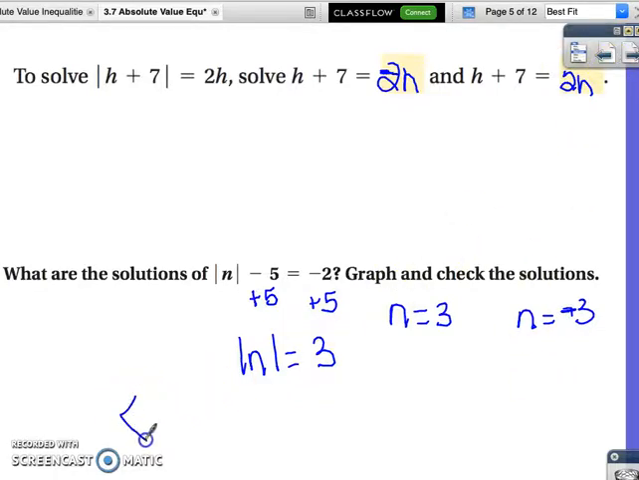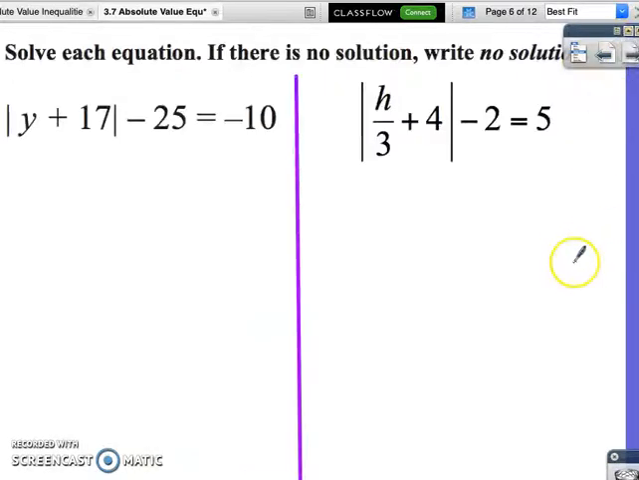Okay, if I were to graph this to check, it's either or. So n is 3 or n is negative 3. If I put negative 3 in for n, the absolute value of negative 3 is 3, minus 5 is negative 2. All right.